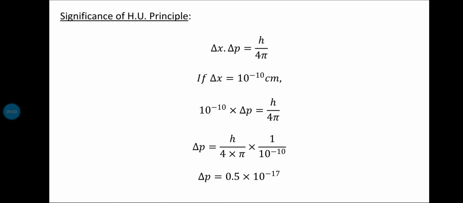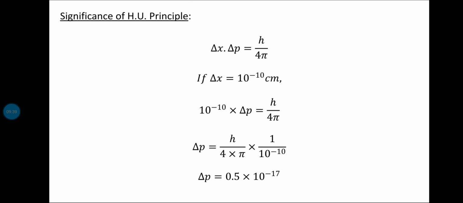So you know what the Heisenberg uncertainty principle is and what its mathematical statement is. Now we are going to see the significance of the Heisenberg uncertainty principle, or what is the actual physical meaning of it. What does it signify? We are going to see. So the mathematical statement is delta x into delta p is equal to h divided by 4 pi.